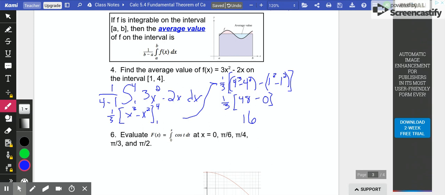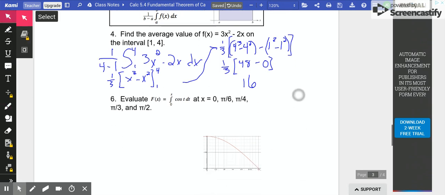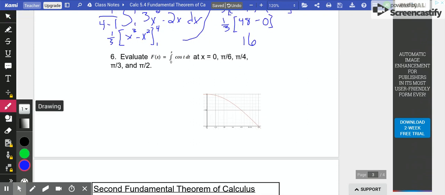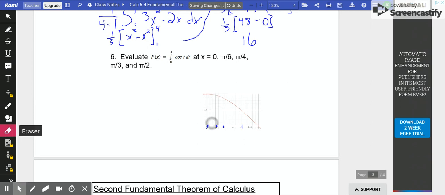All right, we are going to take a look at the next one. Let's see if I can get this to scroll. Here we go. So we want to evaluate this function, the integral of cosine t from 0 to x. Now, they haven't told us exactly what x is. We're going to evaluate it at 0 and at pi over 6 and at pi over 4. Honestly, I can't see those. But basically, if this is our interval from 0 to here, what's our average value? So we're going to have several different answers here. But first, we're going to do it just in general.